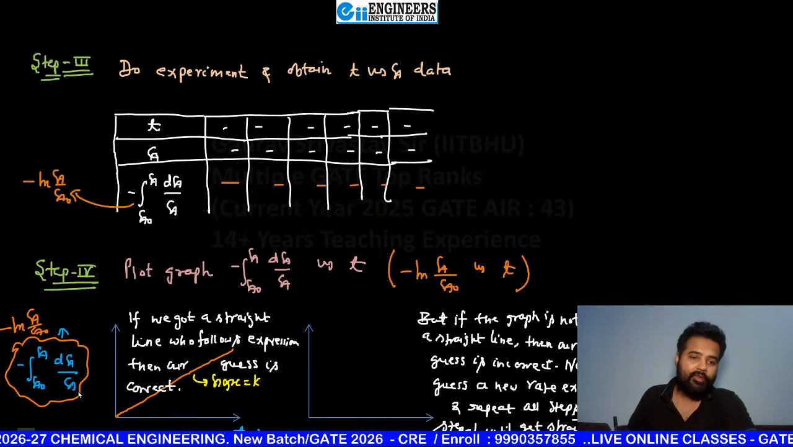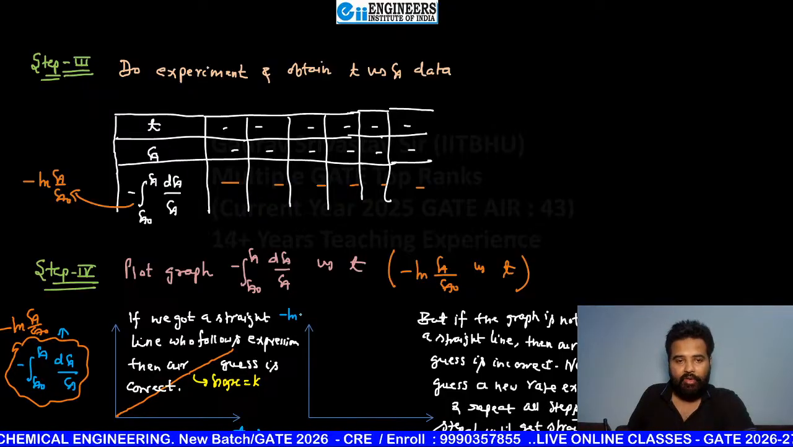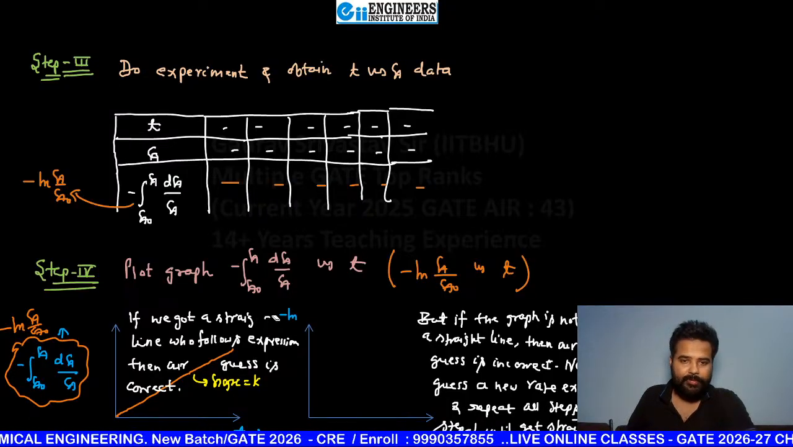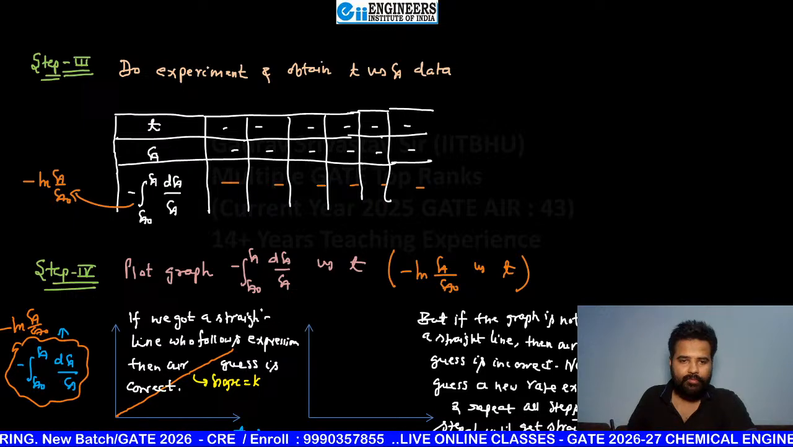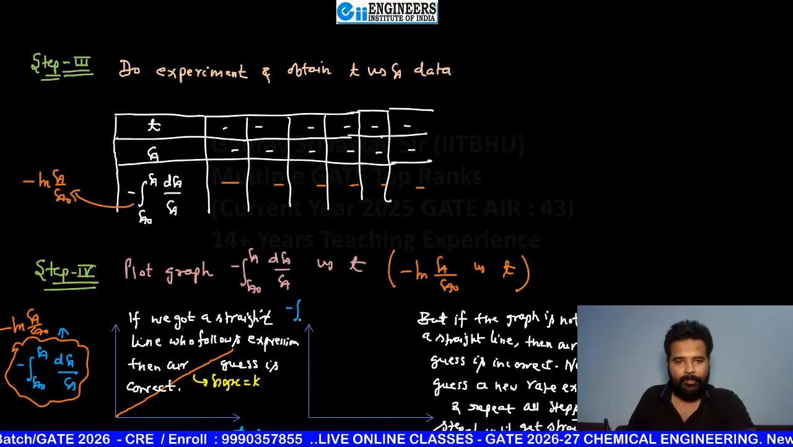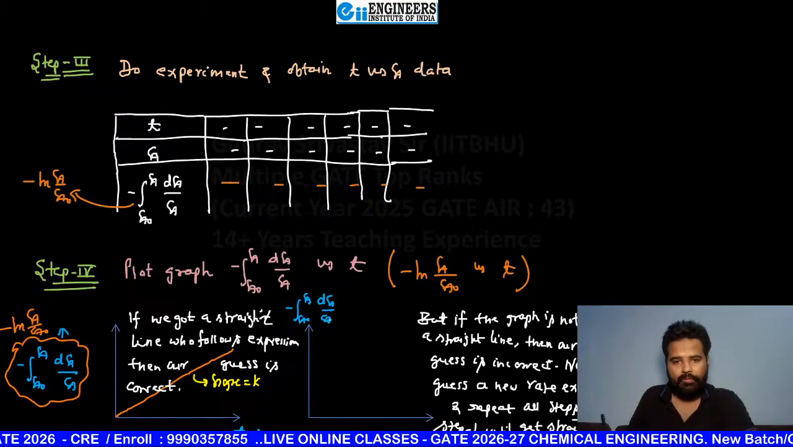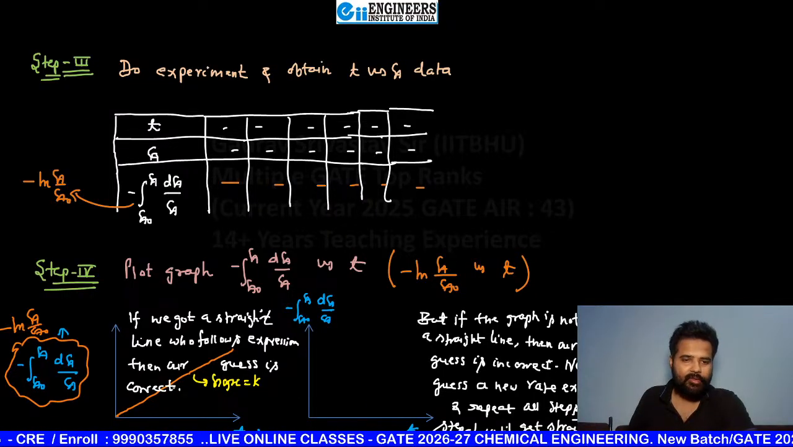Okay, so if you are getting a graph, suppose between here ln of, or wait, suppose my dear students, the graph is coming like this.